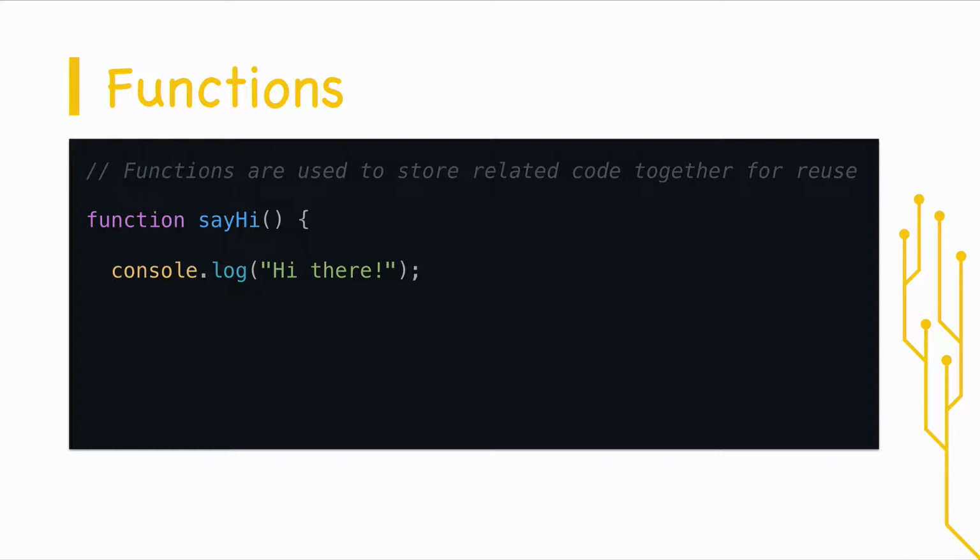Now you can write almost any type of code here. Just like with variables, you can add almost any type of value. Similarly for functions, you can have almost any type of code inside the function's body. However, in this case, we will just write console.log, the string hi there.